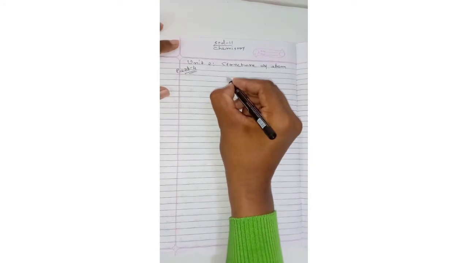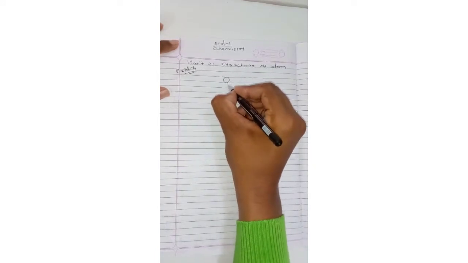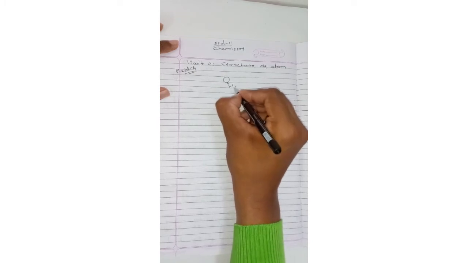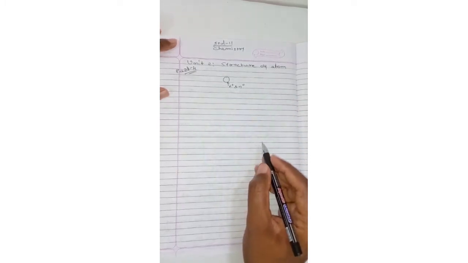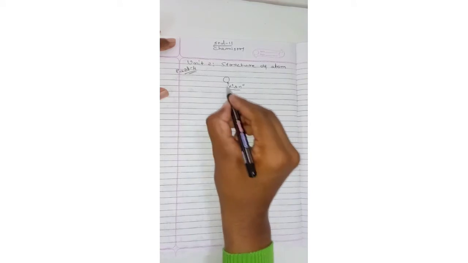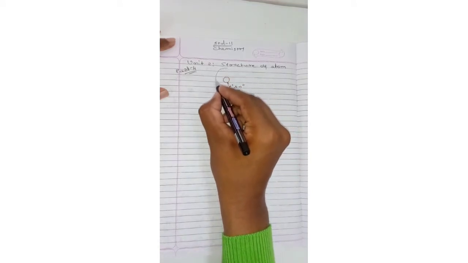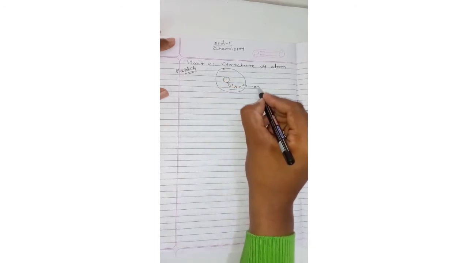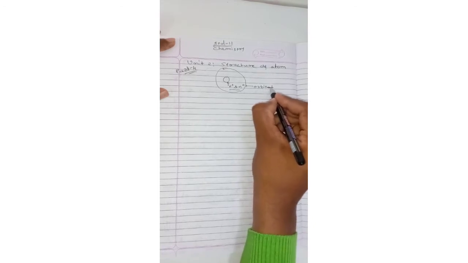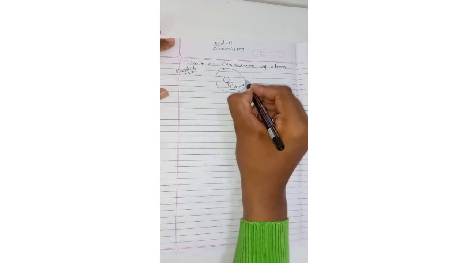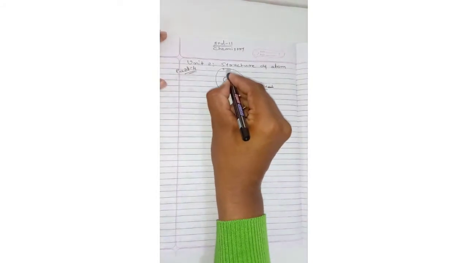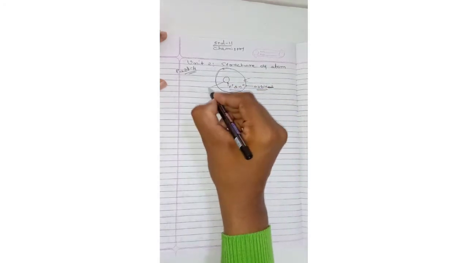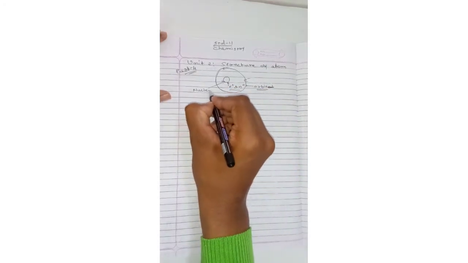So here the nucleus contains protons and neutrons, and the circular path, that is the orbit, where electrons rotate around the nucleus, is the nucleus of the atom.